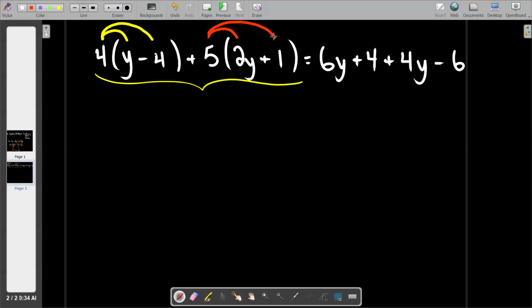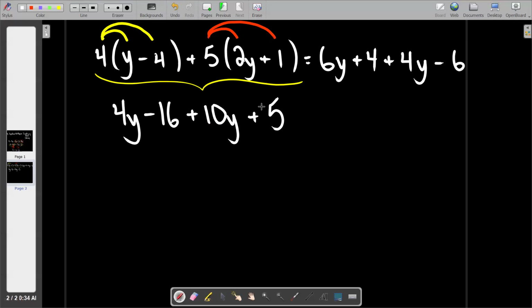What are the yellow answers going to be? 4y and then -16. And how about the red answers? 10y plus 5. Good.